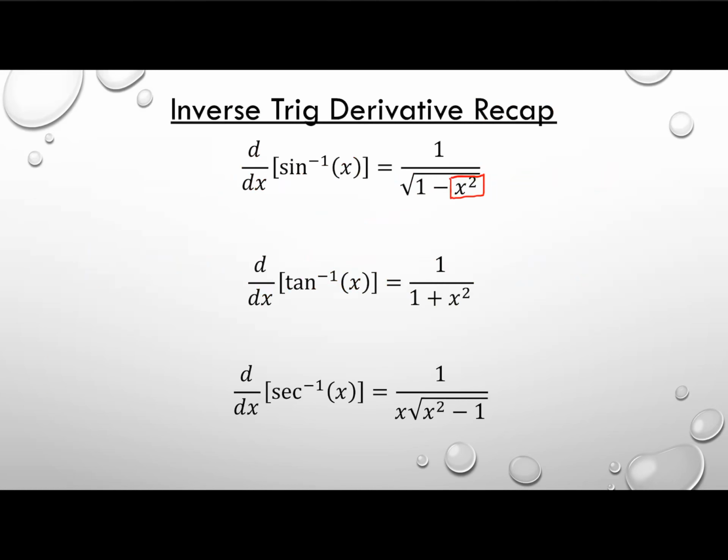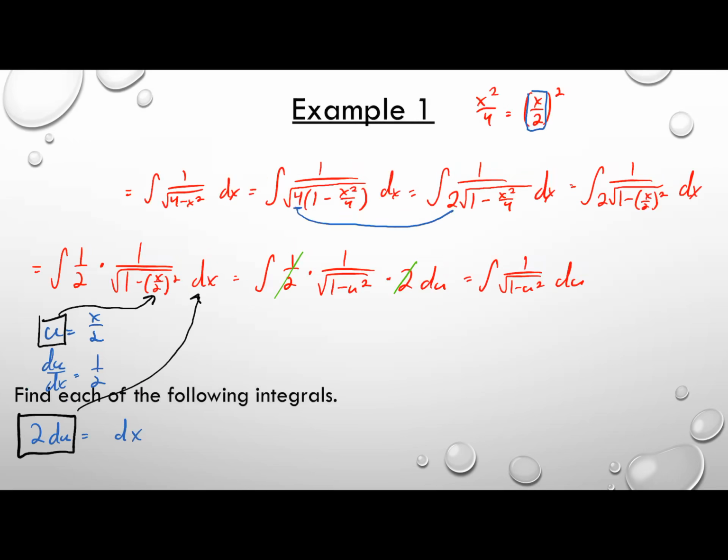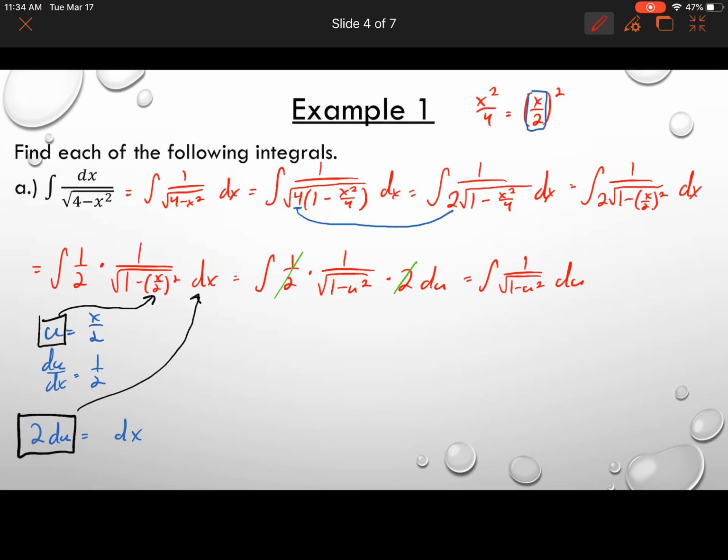Now, if we look back, that is exactly what the derivative of inverse sine is. So if we take the antiderivative of this, because remember we are doing an integral, we get sine inverse of u plus c. So now we just put the u back in, so sine inverse x over 2 plus c. And that would be your final answer. That would be your antiderivative to 1 over the square root of quantity 4 minus x squared.